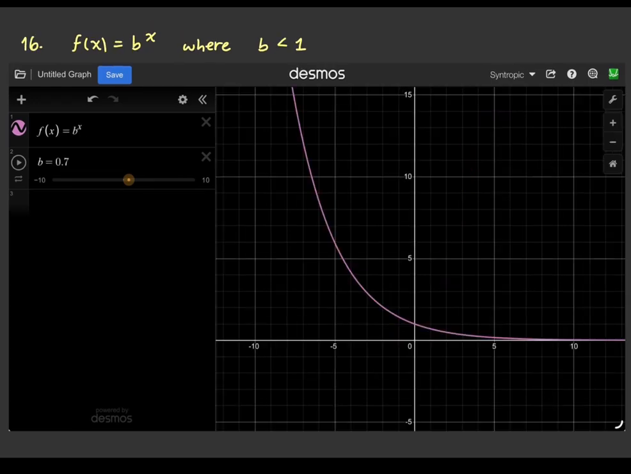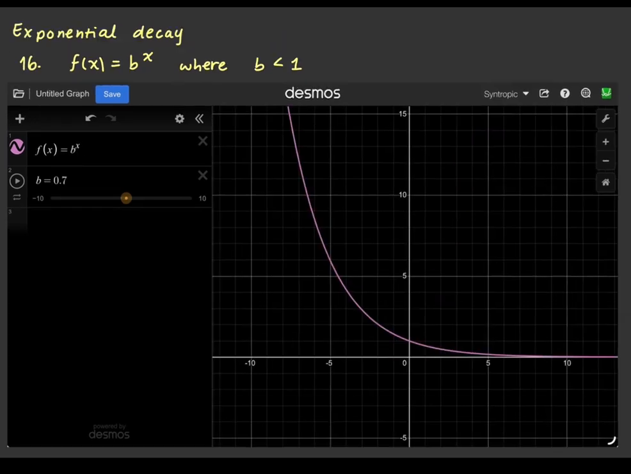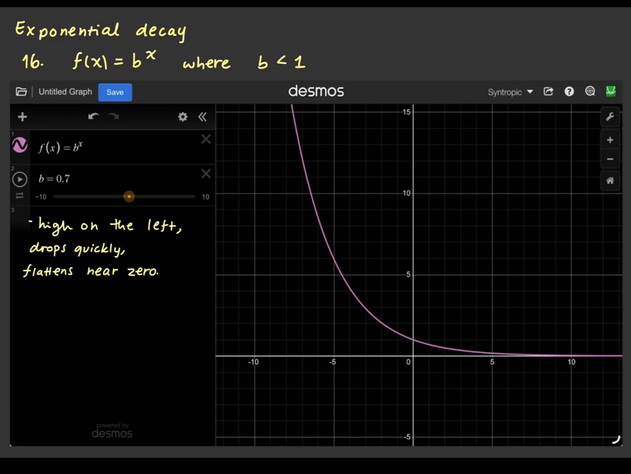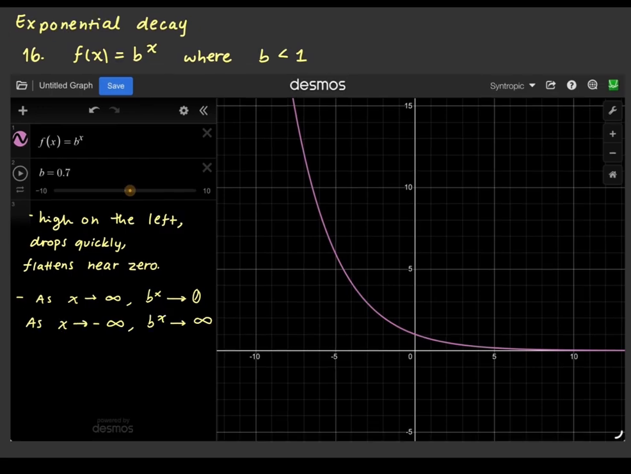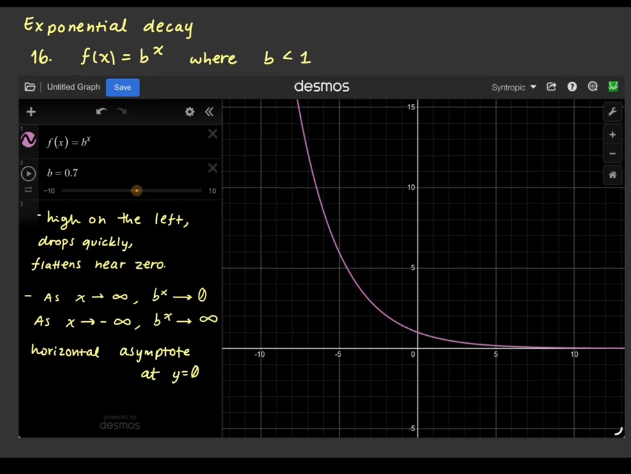The graph for b smaller than 1 shows exponential decay. It is high on the left, drops quickly, and flattens near 0 on the right. As x goes to infinity, the function goes to 0. And as x goes to negative infinity, the function goes to positive infinity. There is also a horizontal asymptote at y equals 0.